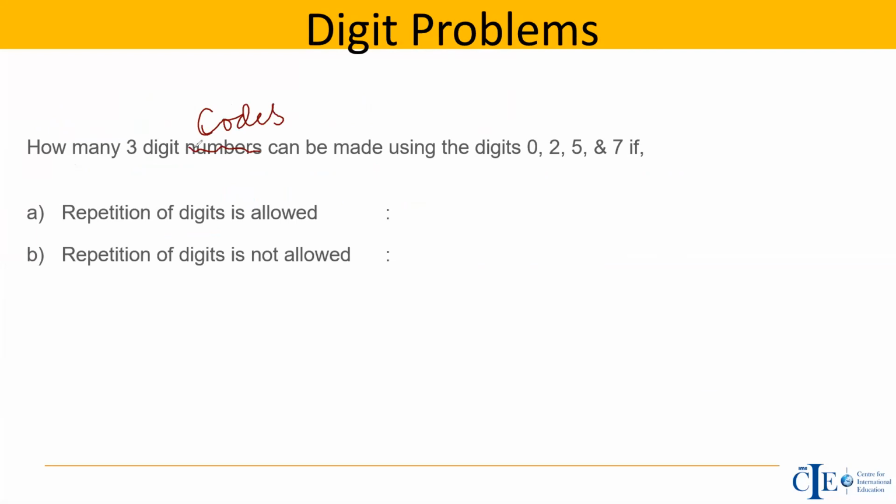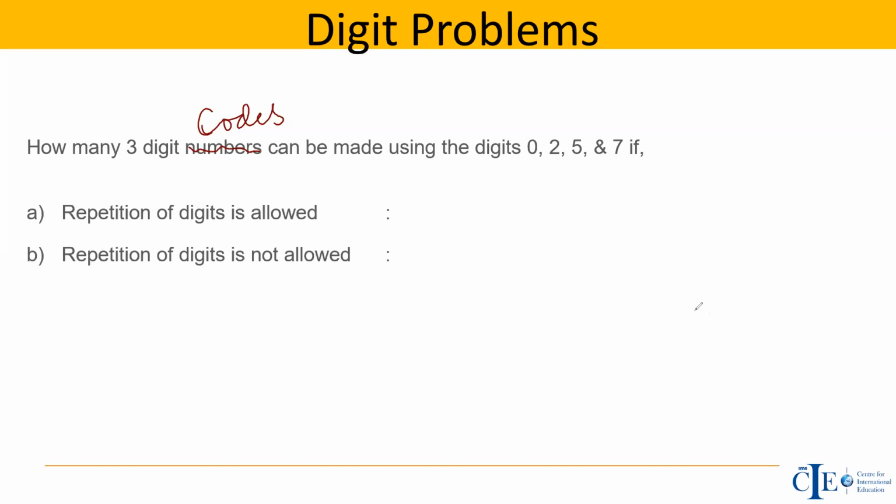Then what will be your answer? So here the question was not about 3-digit numbers, but 3-digit codes. You don't have to form a number, but you have to form a code. So can you have 0 as the first digit in a code? Can we have codes starting from 0? We can, right?